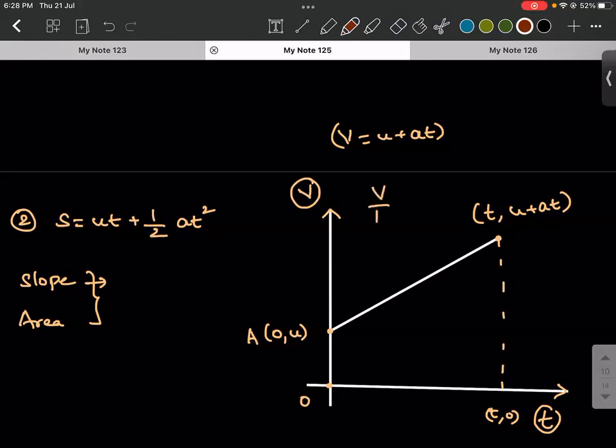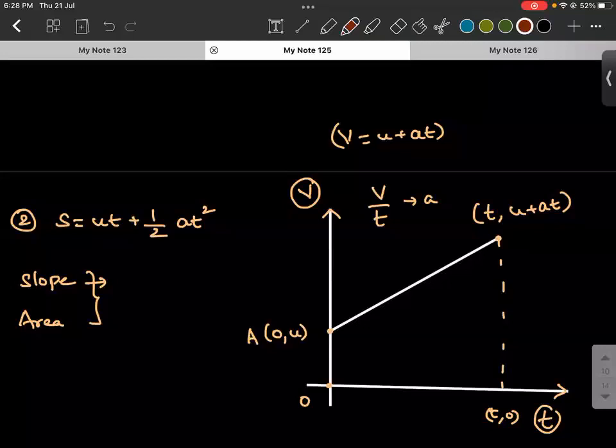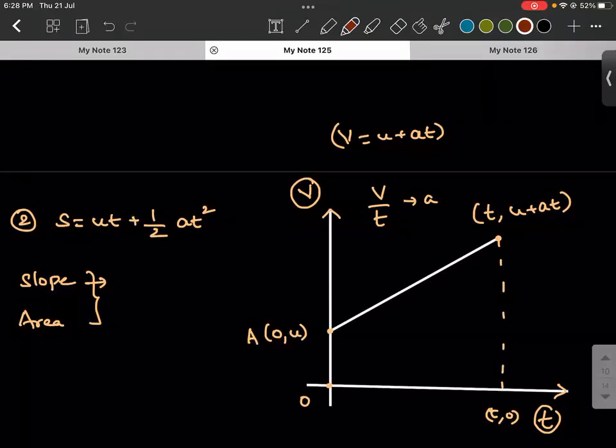If I divide v by t, it is like you're finding the slope. So when you do v by t, what do you get? You get acceleration. Whereas if you do y into x, in this scenario it is v into t. What is the product of velocity and time going to give you? It will give you the displacement. To put it in simple terms, if a velocity time graph is given and you want to find the displacement of the object, then you need to find the area under the velocity time graph.